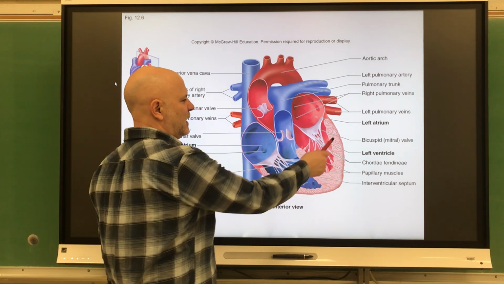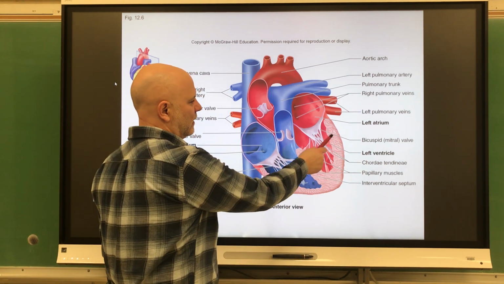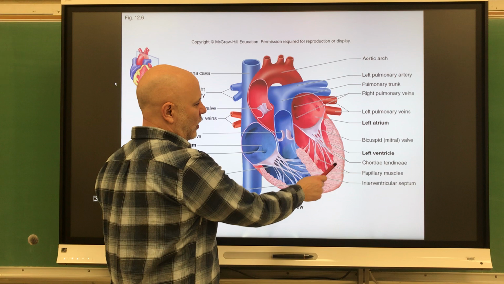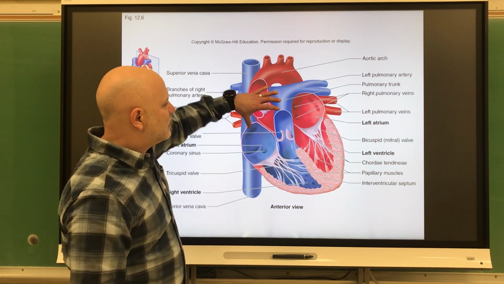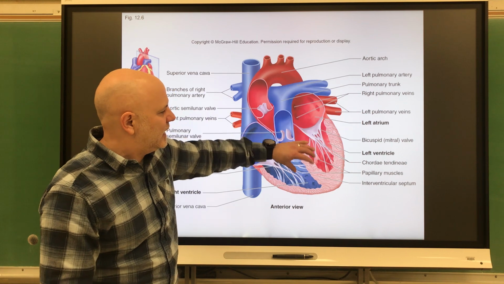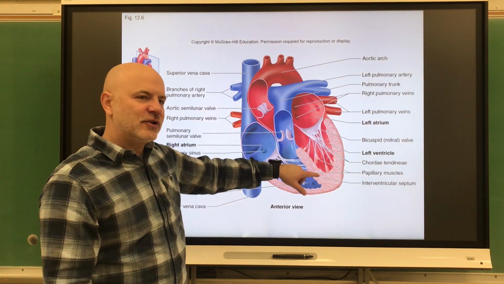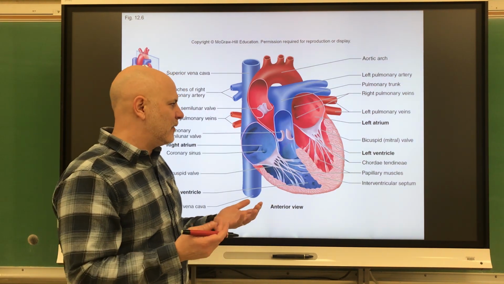Now, if you look at these chambers down here, these ventricles, they are thick-walled chambers, versus the atria, which are thin-walled chambers. Because the atria are just going to push blood down into the ventricles, where the ventricles are going to push blood up and out of the heart.